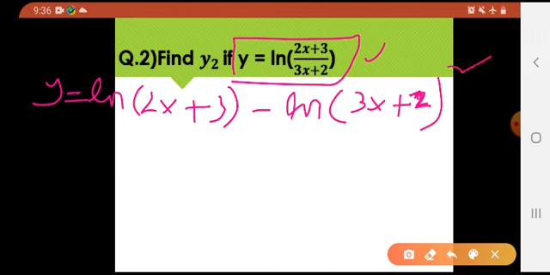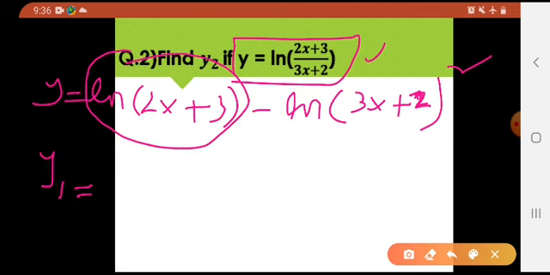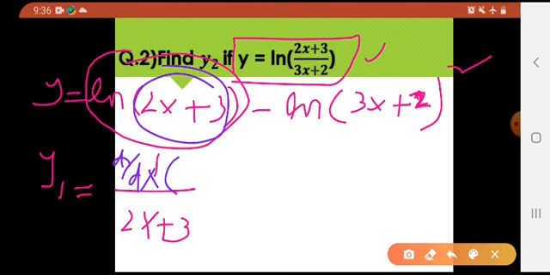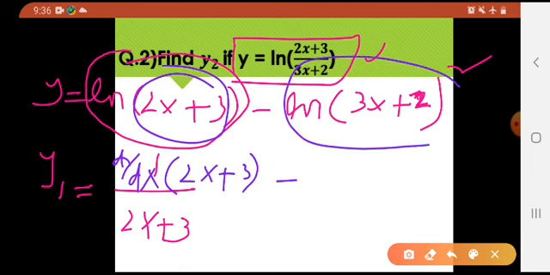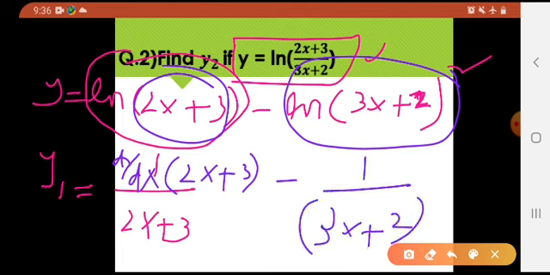I have to find first derivative first of all. What would that be? We all are familiar with the derivative of natural log. क्या होता है? 1 divided by the given term which is 2x plus 3, and numerator में what do we do? Further derivative of the term inside, जो आपका है वो क्या है? 2x plus 3. Clear? Minus same इधर भी क्या? 1 divided by 3x plus 2 into d by dx of the term. What is it? 3x plus 2.